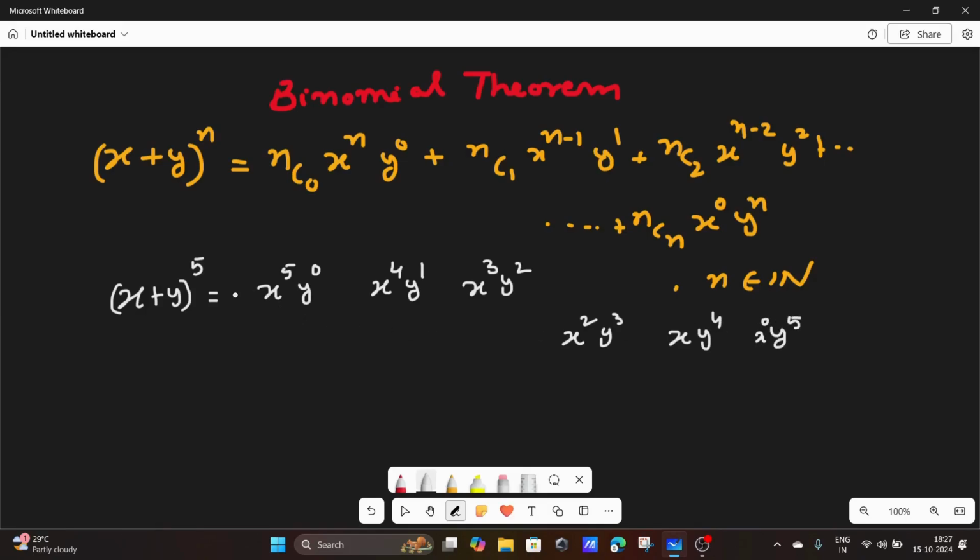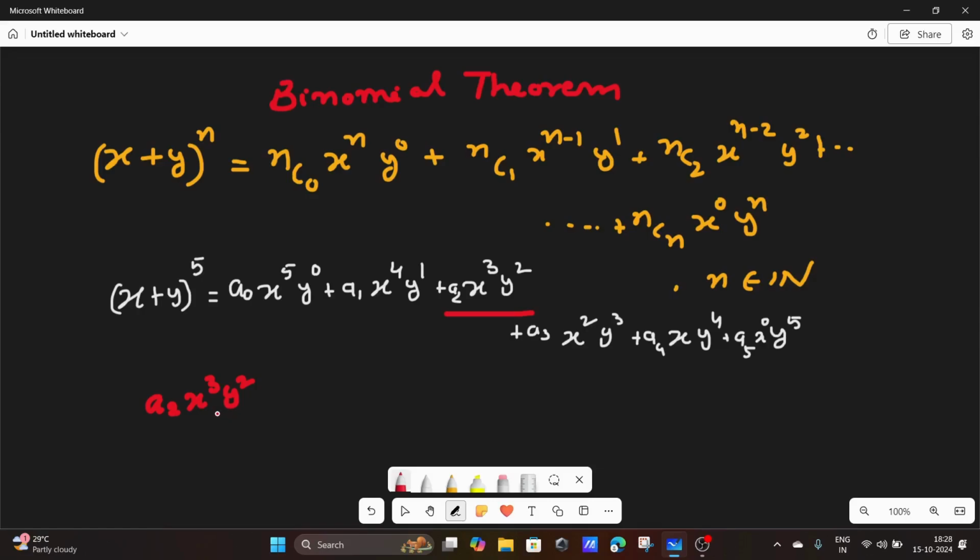Only thing, the coefficients we have to write. For example, these coefficients are a0 + a1 + a2 + a3 + a4 + a5. If you find these a values, then your binomial theorem will be completed. For example, I want the a2 value. a2 value means what? The coefficient of x^3 y^2. How many times will x^3 y^2 come? That we have to calculate.